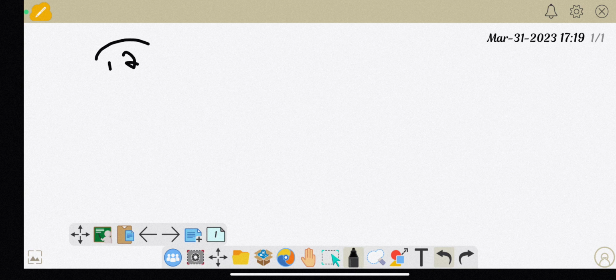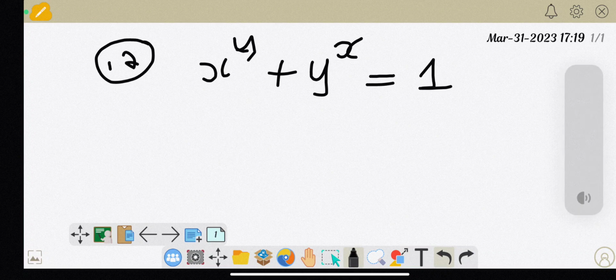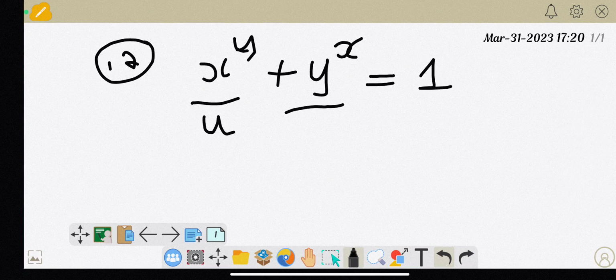So question number 12 is not that much difficult. x to the power y plus y to the power x is equal to 1 is there. So how can we solve this? Consider this to be u, consider this to be v, and this is the constant. Okay, let it be as it is.